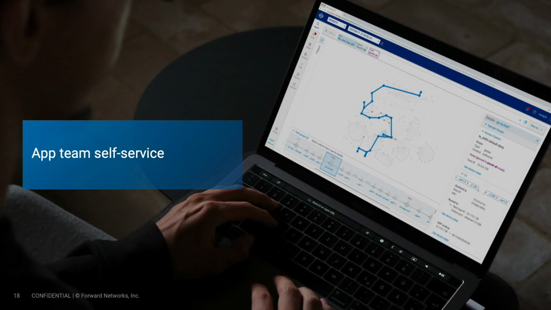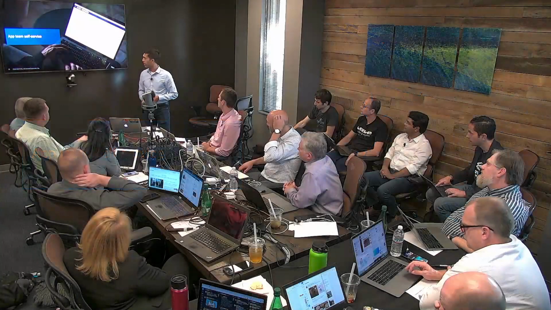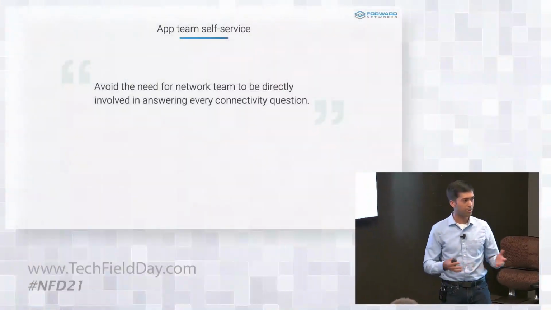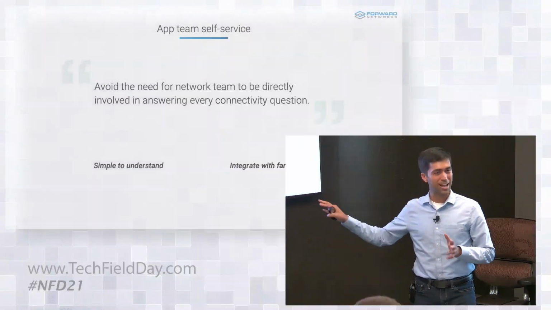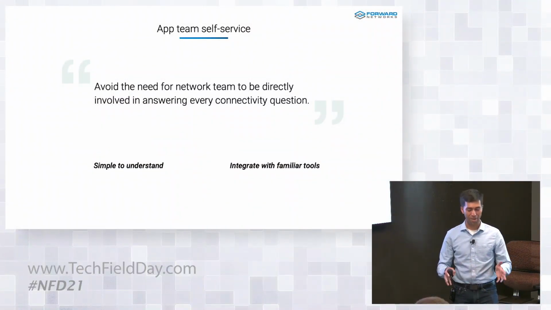So with that, we'll now take a deep dive into the application team self-service use case, and we'll also follow that up with a little demo. The core requirement that we heard from this financial enterprise was they wanted to remove the need for the network team to be involved in answering every single network connectivity question. So the solution has to be very simple to understand. App owners need just the information that's relevant to them, not the full power and complexity of everything that's available in our Forward UI.